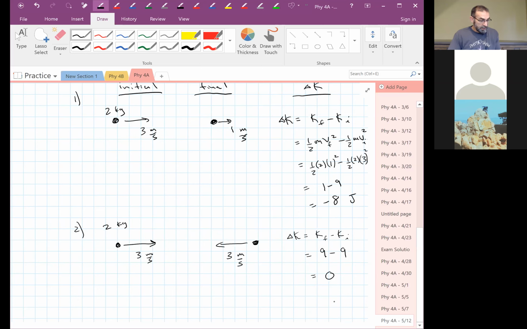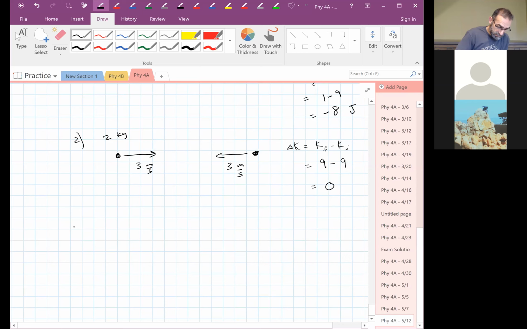All right. But something happened to this object, right? It was moving to the right at 3 meters per second. It had to slow down to zero and then turn around and start going in the other direction until it got up to 3 meters per second, right? Something happened. So let's take a closer look at the motion here. Let's do this one. 2 kilogram object moving to the right, 3 meters per second, and then it's at rest.